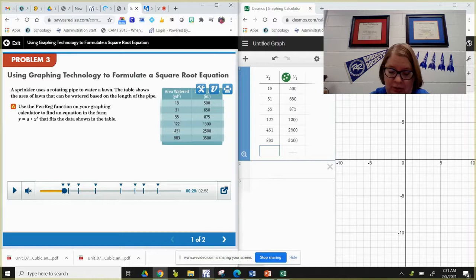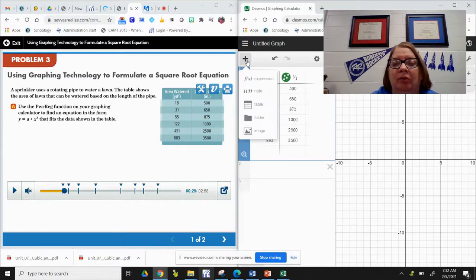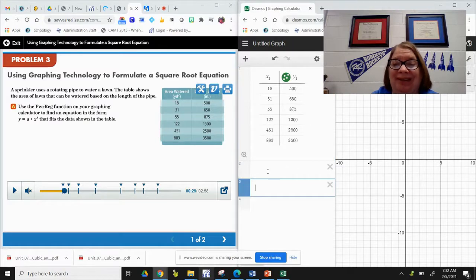Actually, let's just do this, okay. All right, so you can see over here on Desmos that I have the table that they have in Savvas Realize. I have the table typed in. I added a table. I went right here to this plus sign, and I added a table, okay? And I typed in these numbers that they had. You want to be sure you type in your table correctly, okay?